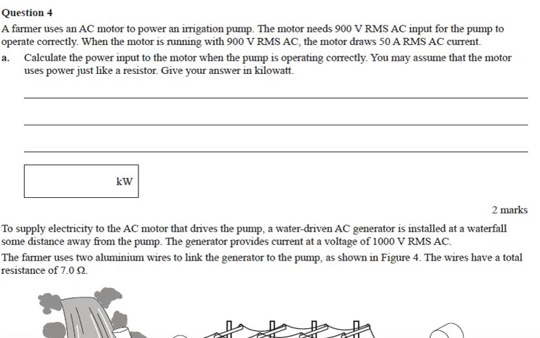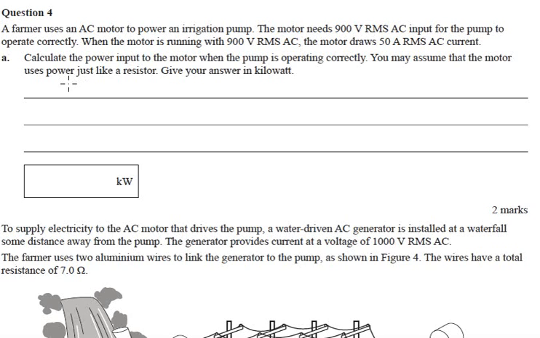Alright, a farmer is using an AC motor to power an irrigation pump. The motor needs 900 volts of RMS AC to operate correctly. When the motor is running, it draws 50 amps AC current. Calculate the power input to the motor when the pump is operating correctly.